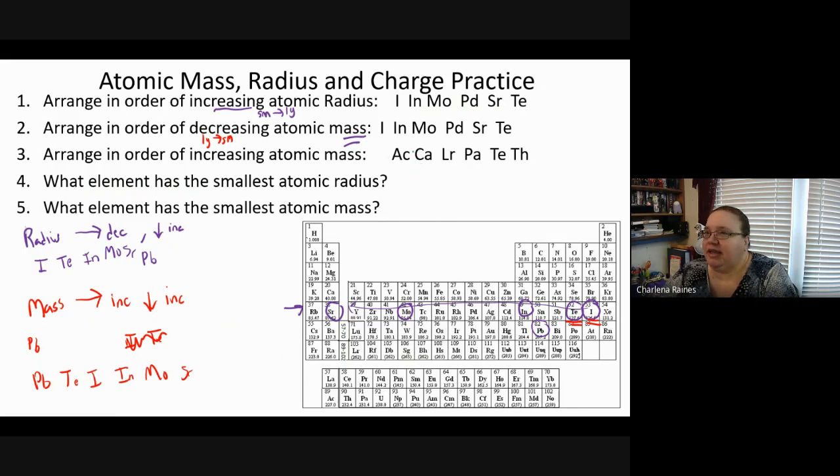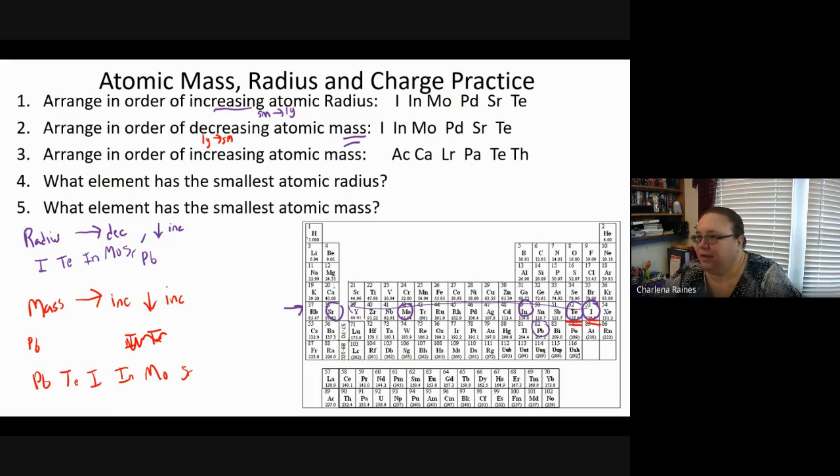Okay, the example number 3, I'm going to find my elements. I already have the trend written on the table. Radius decreases across and radius increases down. So AC, really? Okay, I'll come back and find AC in just a second.